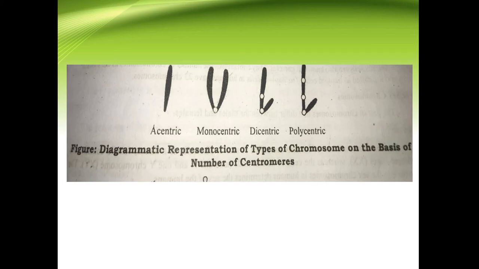Next we have the diagrammatic representation of the types of chromosomes on the basis of the number of centromeres. The centromere is a point or region on the chromosome which will divide the chromosome into two sections or two arms, as we have just seen.